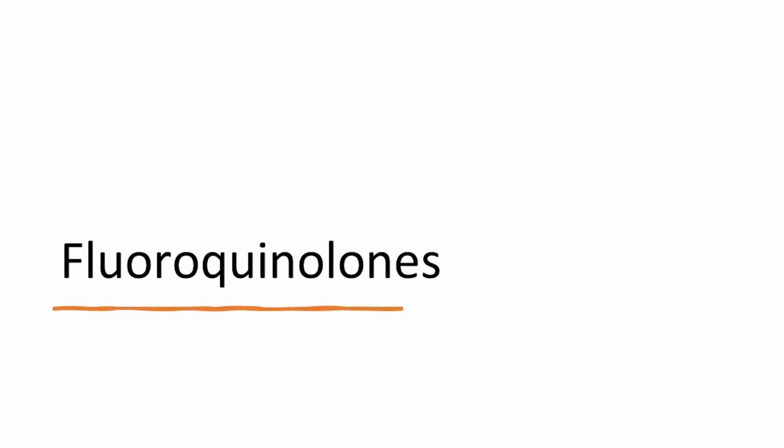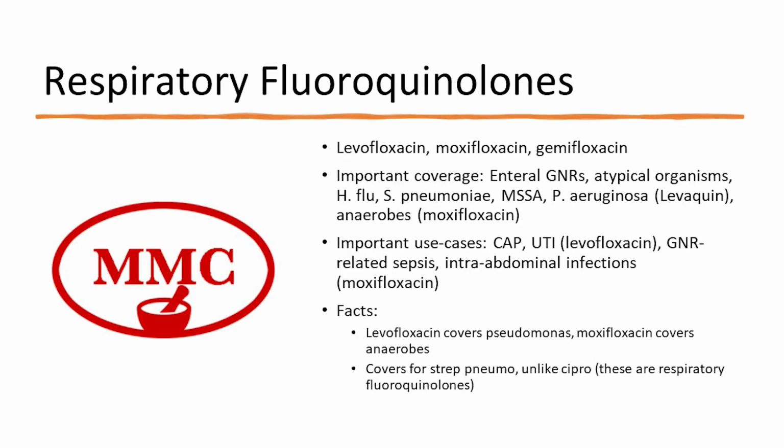So first up are the fluoroquinolones, the first of those being the respiratory fluoroquinolones, which include levofloxacin, moxifloxacin, and gemifloxacin. In terms of important coverage, they cover enteral GNRs, atypical organisms, Haemophilus influenzae, strep pneumo, MSSA, and then Levaquin covers Pseudomonas aeruginosa, and then moxifloxacin covers anaerobes. So it's important to remember those two in particular.